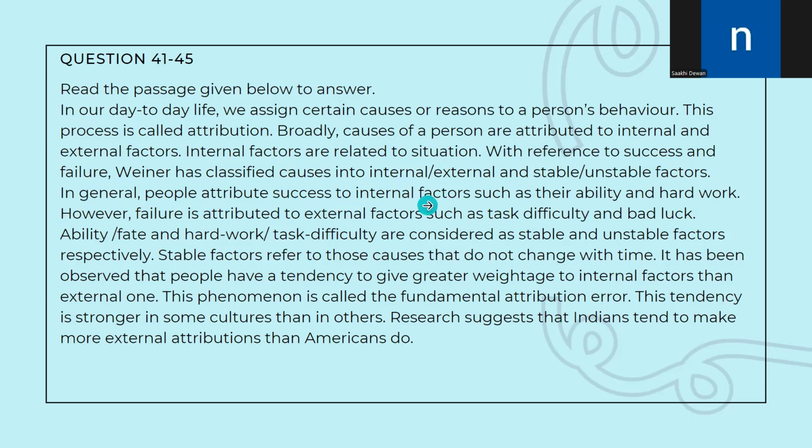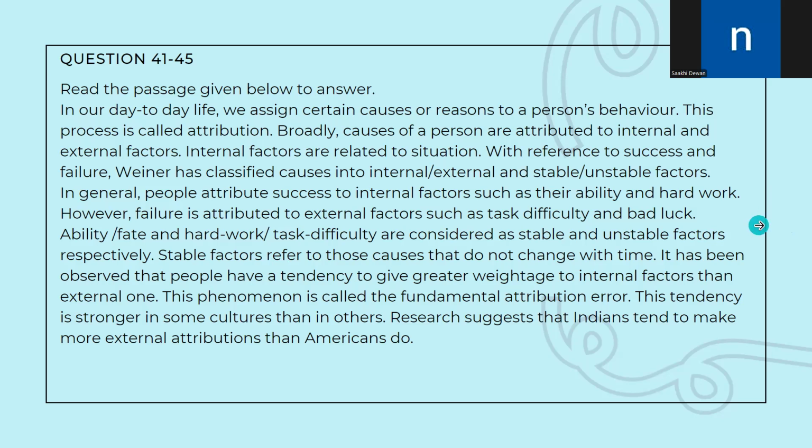In general, people attribute success to internal factors such as their ability and hard work. However, failure is attributed to external factors such as task difficulty and bad luck. Ability, fate, and hard work, task difficulty are considered as stable and unstable factors, respectively. Stable factors refer to those causes that do not change with time. It has been observed that people have a tendency to give greater weightage to internal factors rather than to external. This phenomenon is called fundamental attribution error. This tendency is stronger in some cultures than in others. Research suggests that Indians tend to make more external attributions than Americans.